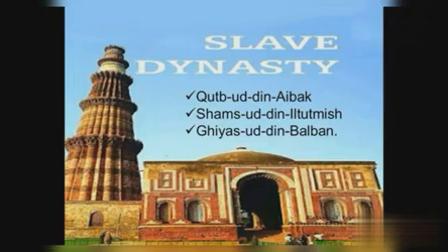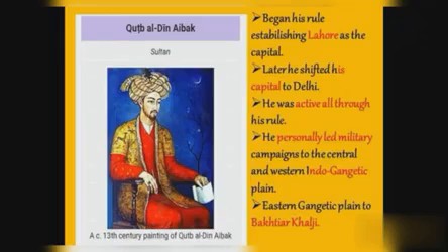The Slave dynasty ruled over the subcontinent for about 84 years. Qutb-ud-din Aibak began his rule by establishing Lahore as the capital of his kingdom. Later he shifted his capital to Delhi. He was active all through his rule, conquering new territories and suppressing rebellions. He personally led military campaigns to the central and western Indo-Gangetic plain.